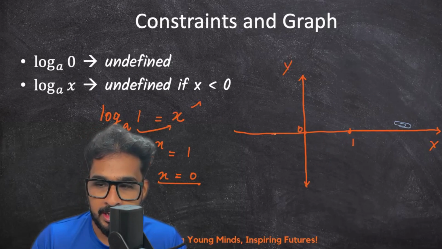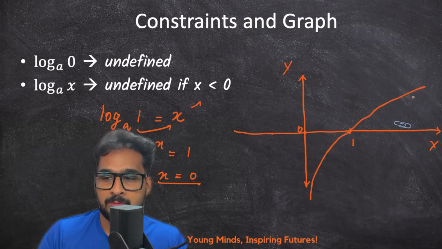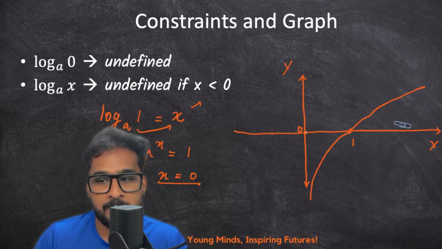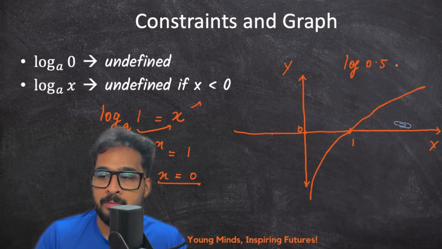At 0 it is undefined. So the graph of logarithm comes like this. When I take a number between 0 and 1, the logarithm value will become negative. For example, if I take logarithm of 0.5, it will come as a negative value.